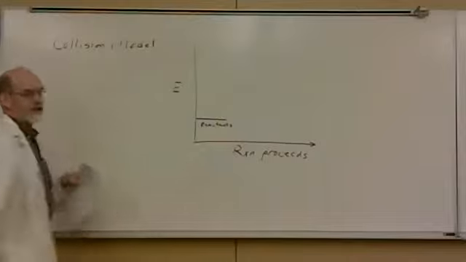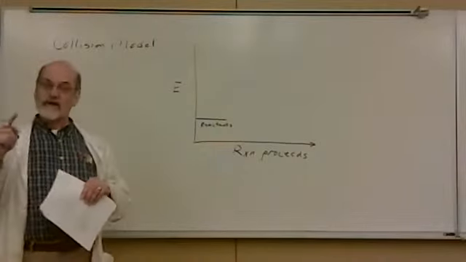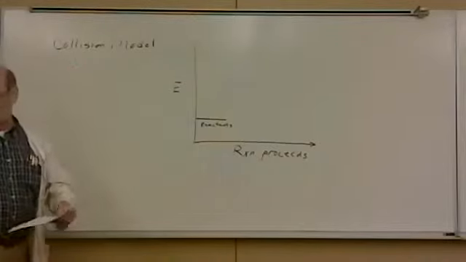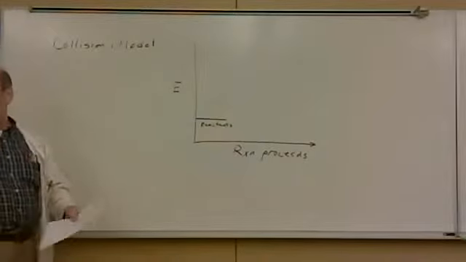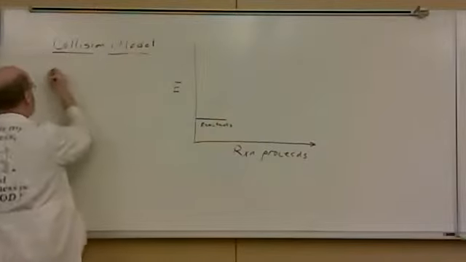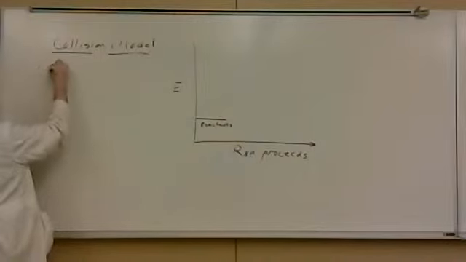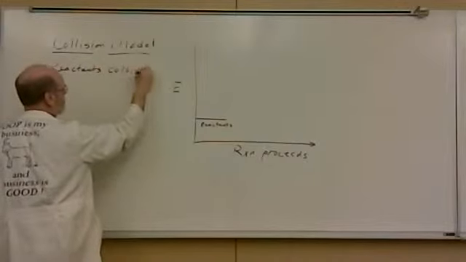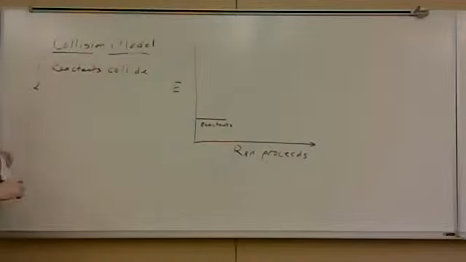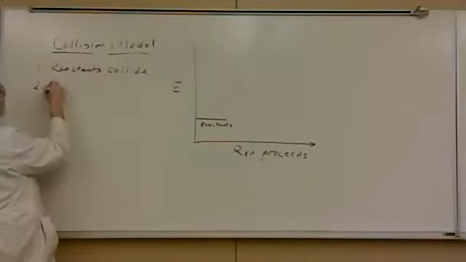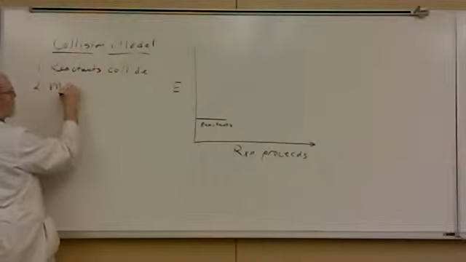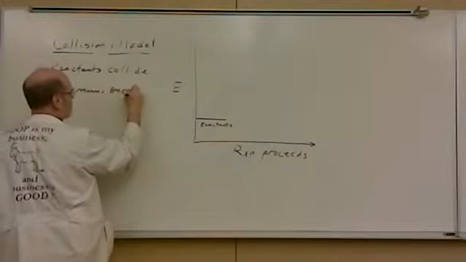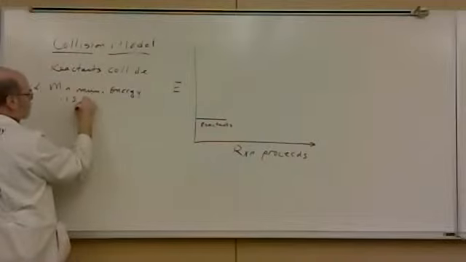All right. Whenever you see model, you think theory. You're trying to explain why something happens. Okay. Why reactions proceed as they do at the rate that they do. The collision model requires one, that reactants collide. And two, that a minimum energy is provided.